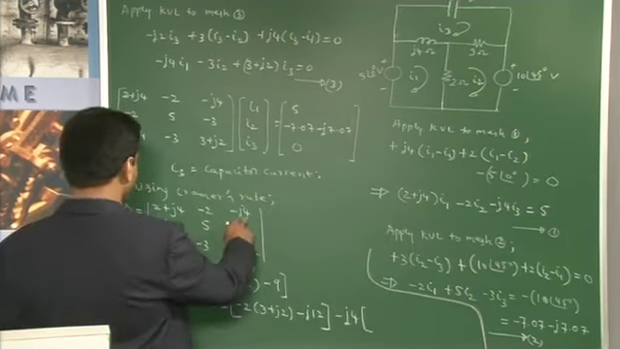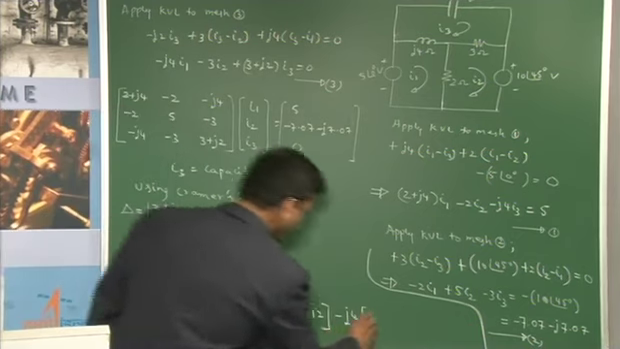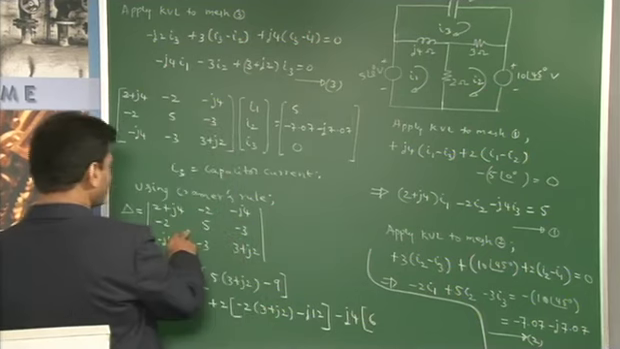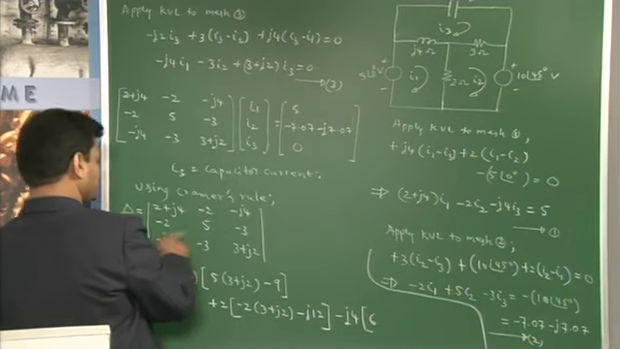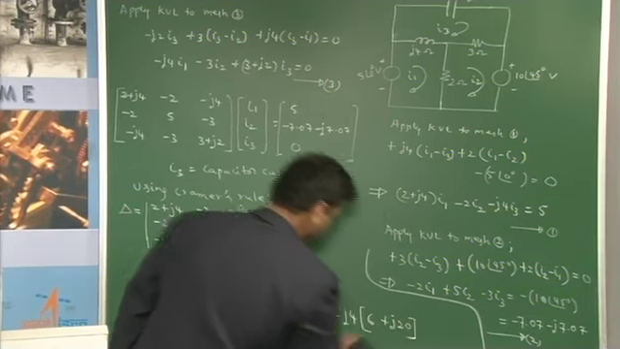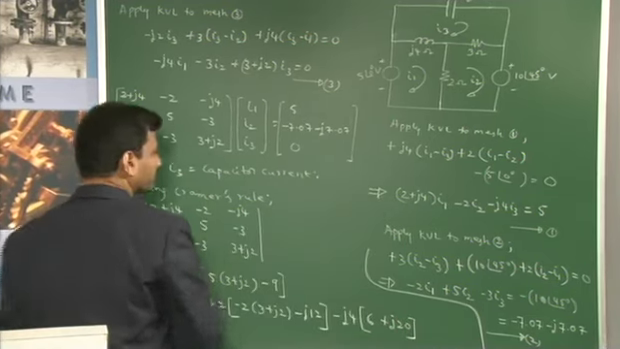Okay. Minus j4 times minus 2 into minus 3, that is 6. Then plus, there is an inherent minus which gets multiplied with this minus, so plus j20. So this is the determinant.